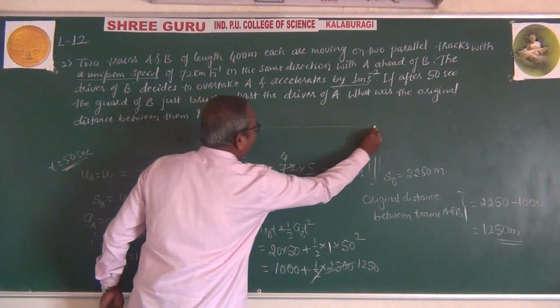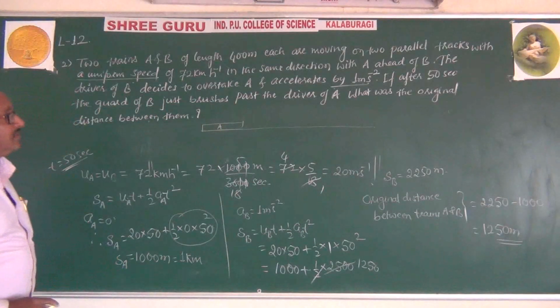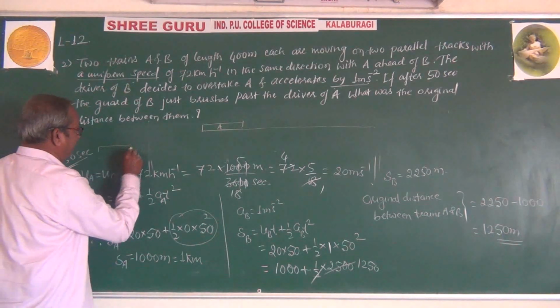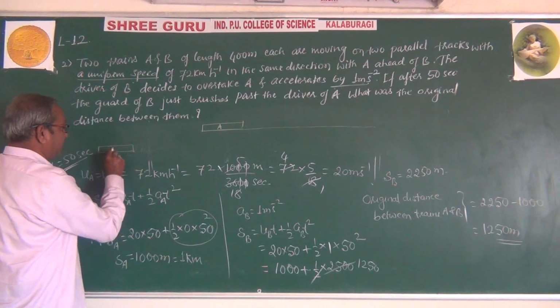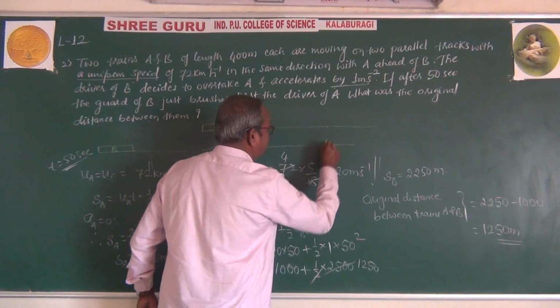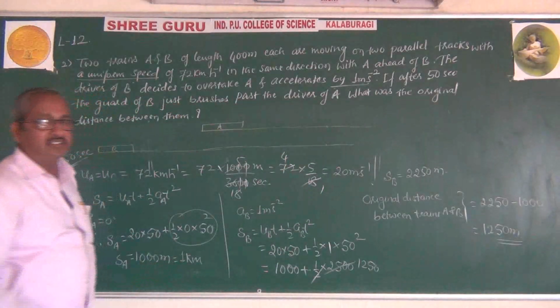Moving on the track like this. Another train B. A is ahead of B. So here is the B train. This is the train B. This is also moving on the track. These two tracks are parallel to each other.